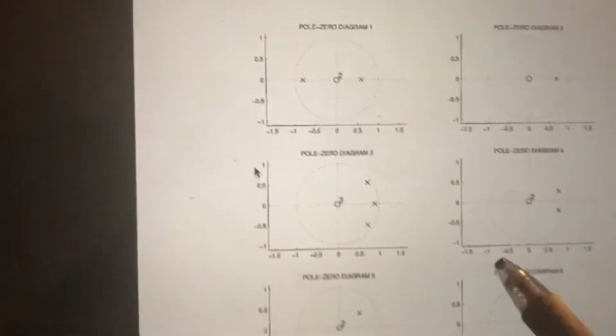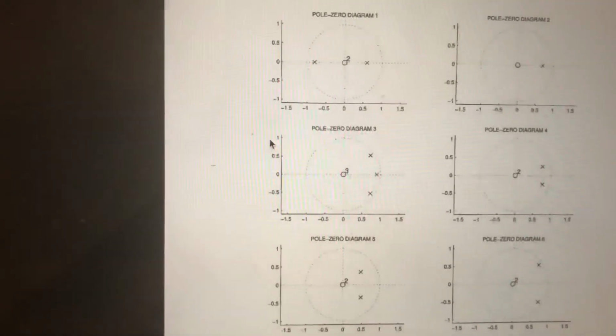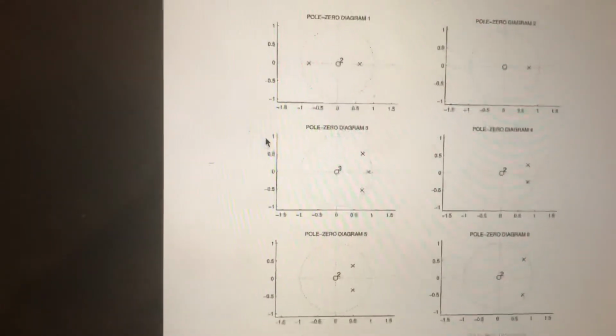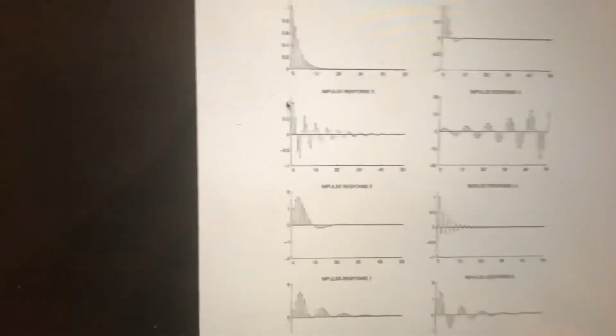Then let's look at pole zero diagram 4. Since the angle is much smaller, which means the frequency is smaller, we have pole zero diagram 4 corresponds to impulse response 5.